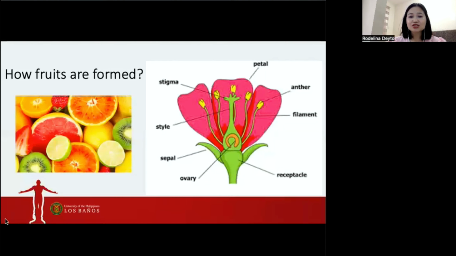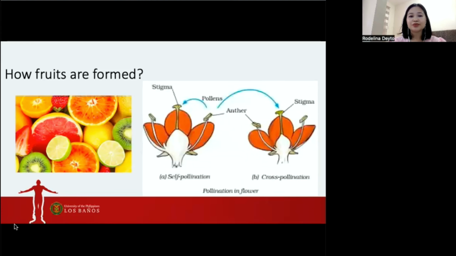Let us start by recalling how fruits are formed. I have here a picture of a typical simple flower showing its different parts. Recall that fruits are formed from the ovary of a flower. But there is an important step before a fruit is formed, and that is pollination. Now, there are two types of pollination. The first one is self-pollination, wherein the pollen grains of a flower land on its own stigma. The other one is cross-pollination, in which the pollen grains come from several flowers. Successful pollination results in fruit formation.